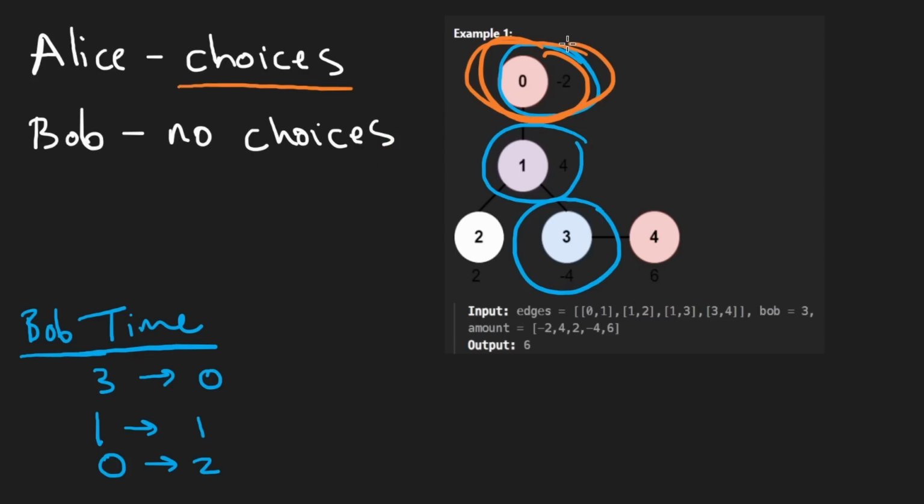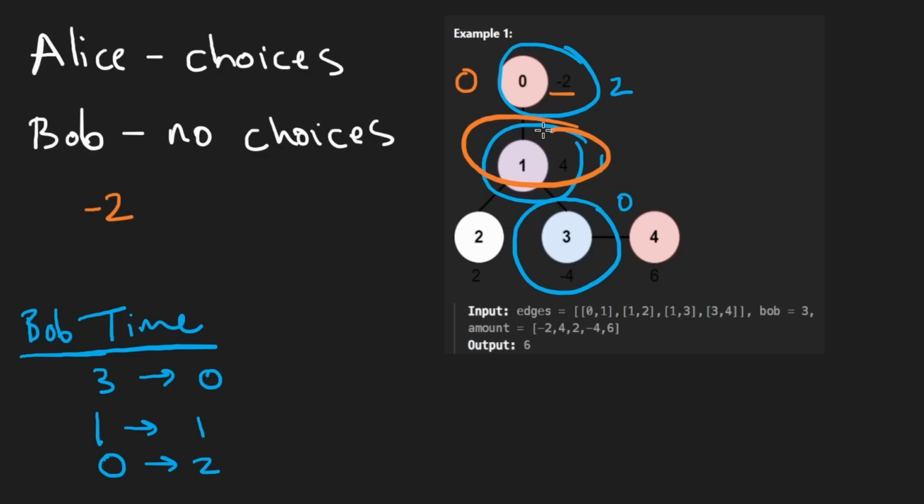So we start here, and let me actually mark the times for Bob. So let's say this was 0, this was 1, and this was 2 for Bob. So now I'm here at time 0 with Alice, and I see my time was less than Bob's time, so I take all the profit. I get that -2. Great. And then I'm going to make every choice that I can. I only have one choice, so I go there.